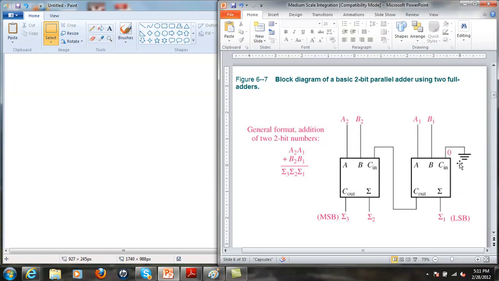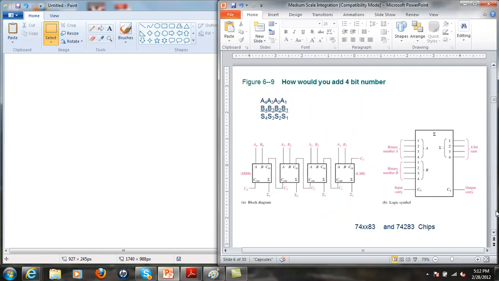So in this case, you'd have your least significant binary figures on the right, so A1 and B1. You'd add those, and the carry in for the first one is always 0, but then that carry out is carried in over here to this sum. Okay? This could go on and on.